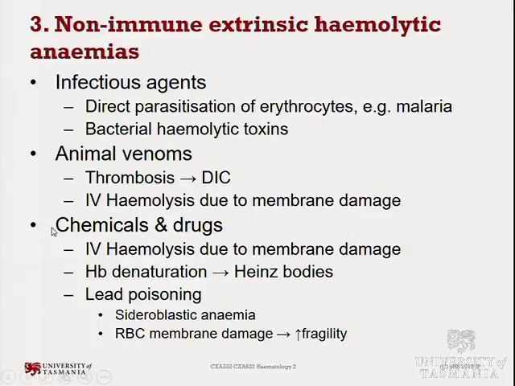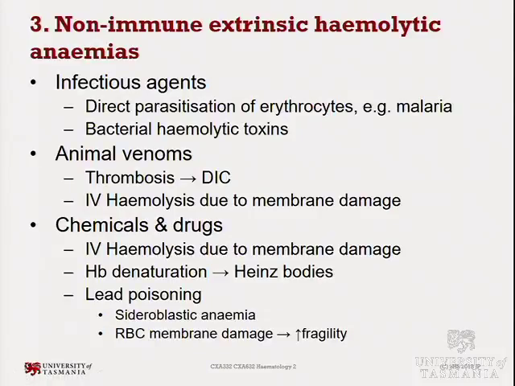Then there's a number of chemicals and drugs that are on a list that's going to come up in a minute, and these can cause hemolysis due to membrane damage, or they can cause hemoglobin denaturation, and then we get our drug-induced Heinz bodies. So then we get our bite cells that we see. Remember when we had a look at G6PD deficiency, the bite cells that we got there. And then we have lead poisoning, which can lead to a form of sideroblastic anemia.